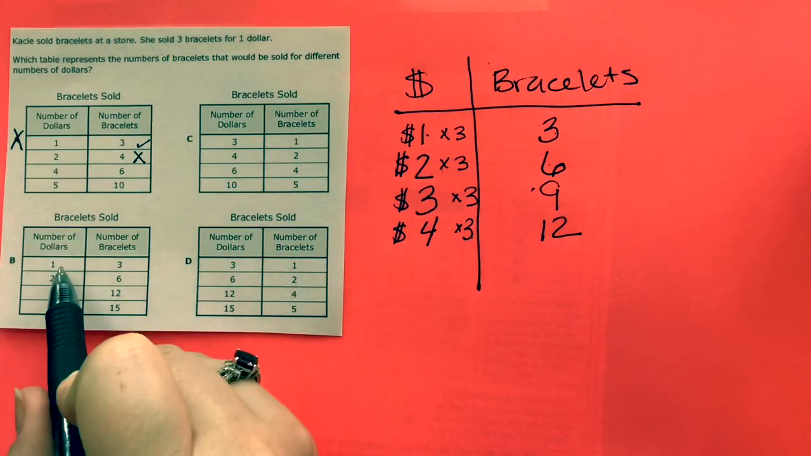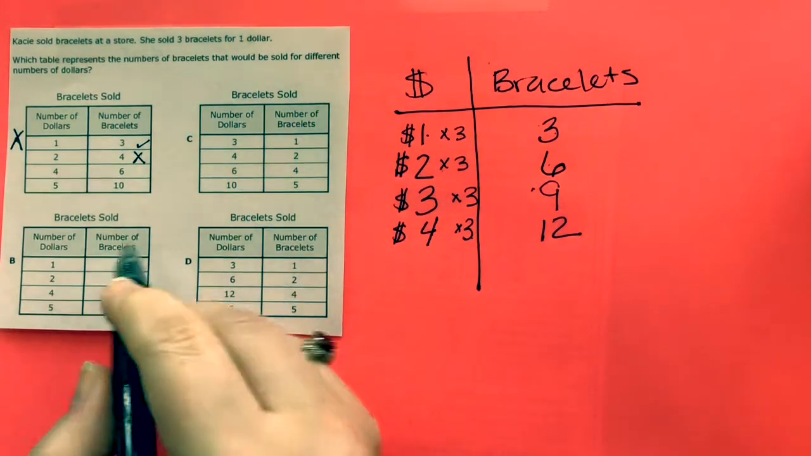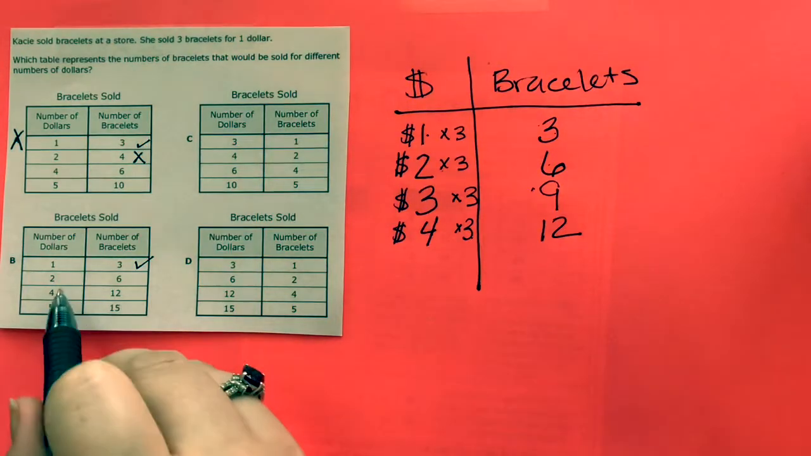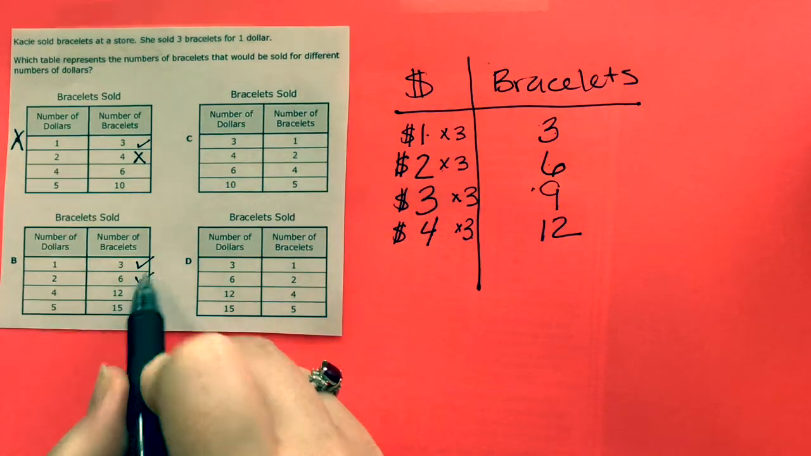Okay, so if I look at B, $1, 3 bracelets. I know that's right. $2 and 6 bracelets. That was right.